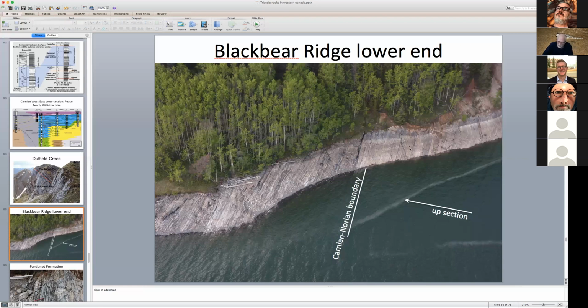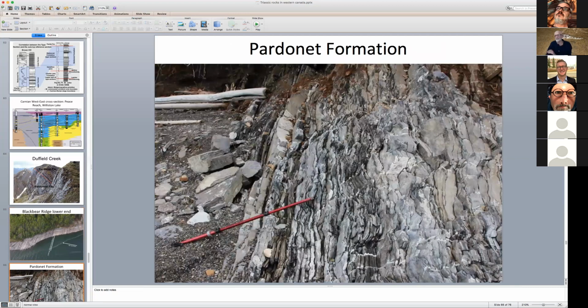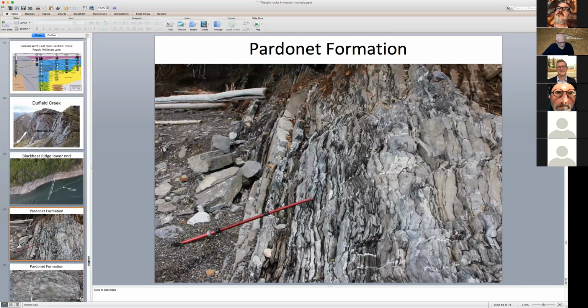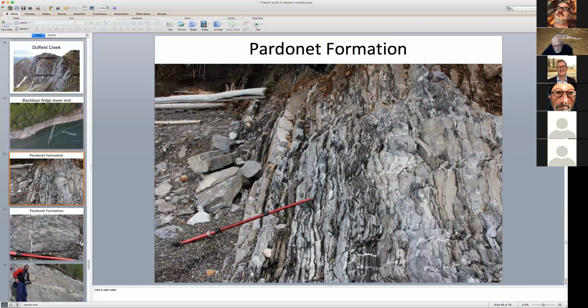This unit right here is called the Ludington Formation. This really heterolithic looking unit right here is called the Pardonate Formation. And it's really cool because the rocks themselves are nothing but fossils. Every single lamina is a fossil right here. So you can see this coarser bed right here, these finer beds, all of them are jam-packed with fossils. If you look at a bedding plane instead of a vertical view, this is what you see.